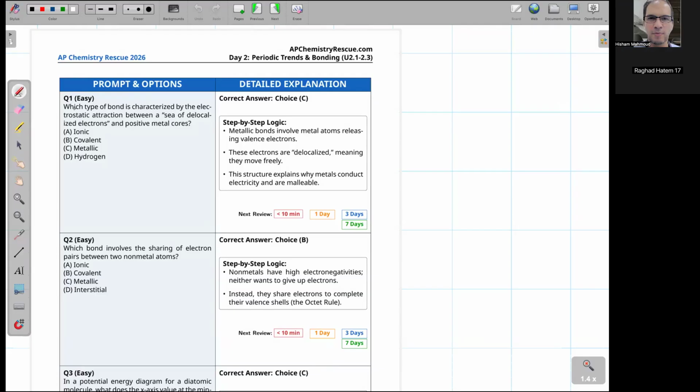So the first question is saying, which type of bond is characterized by the electrostatic attraction between a sea of delocalized electrons and positive metal cores? Is it the ionic, the covalent, the metallic, or the hydrogen bonding? Metallic. Yeah, it is the metallic, that's correct.